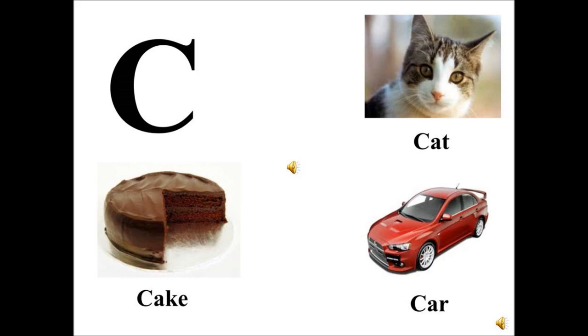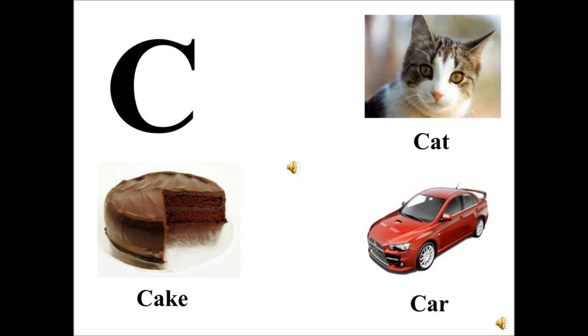What is that picture? That is a picture of a cat. Cat is a C word. Let's spell the word cat. C-A-T. Cat.